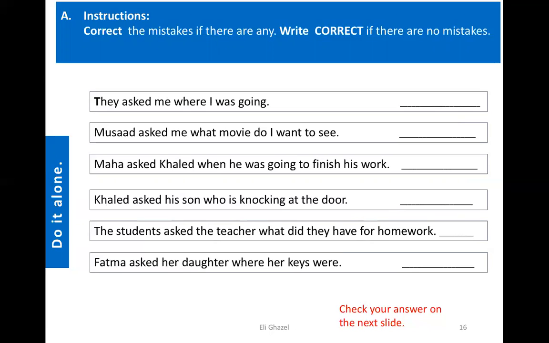And another thing that is very important is that if we see that they didn't get it here, we're able to go back and help some of the students fix it. But if we wait till we reach the end and they didn't get it, it's kind of frustrating for the instructor and for the student. So we ask them to do this by themselves. We say, correct the mistakes if there are any, write correct if there are no mistakes. We're not going to spend too much time.